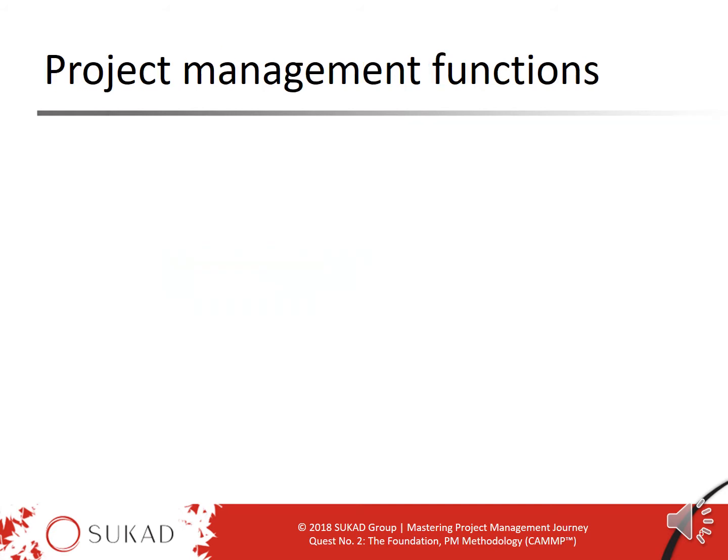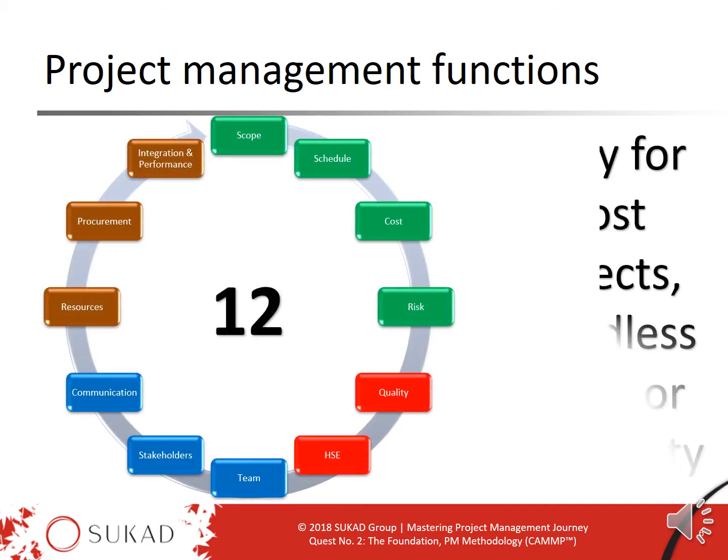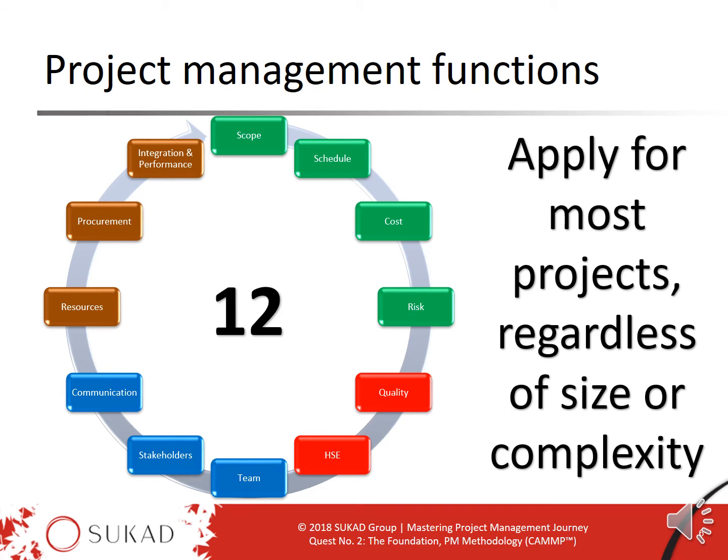Now, regardless of the size or complexity of the project, small or large, moderate or complex, there are certain functions that apply to the project, depending on the nature of the project again. ISO called these subjects, PMI called them knowledge areas, we call them project management functions. And per the current CAMMP version 3, we have 12 functions, and these include scope, schedule, cost, risk, quality, health, safety and environment, team, stakeholders, communication, resources, procurement, and integration and performance.